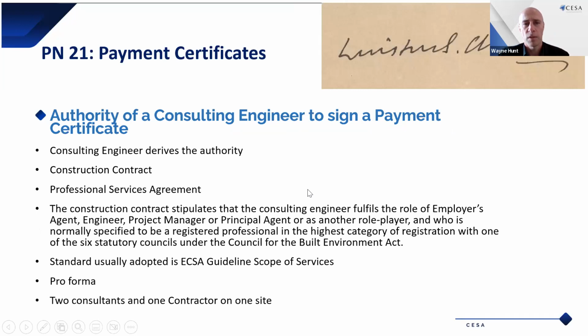So, the authority of a consulting engineer to sign a payment certificate. A consulting engineer derives the authority as the employer's agent. The employer is entrusting him to be his eyes and ears on the site to make sure that the work is being done according to the specifications and as per the contract. There's a construction contract which exists between the employer and the contractor, which the consulting engineer is administering.